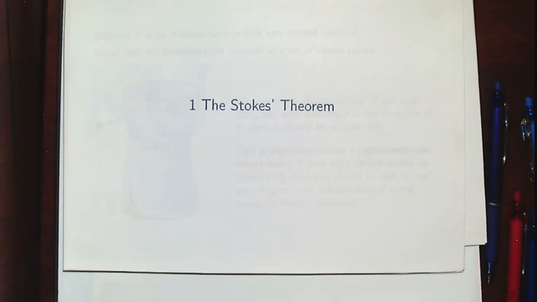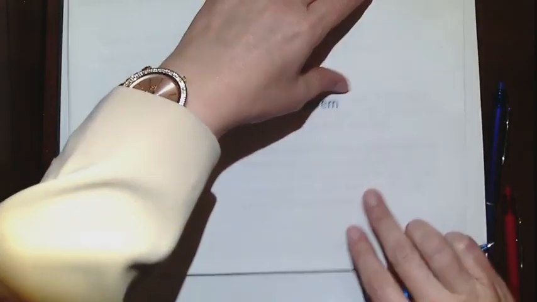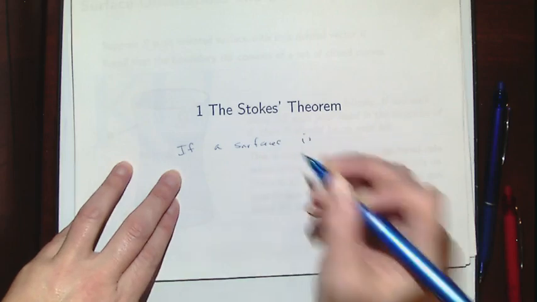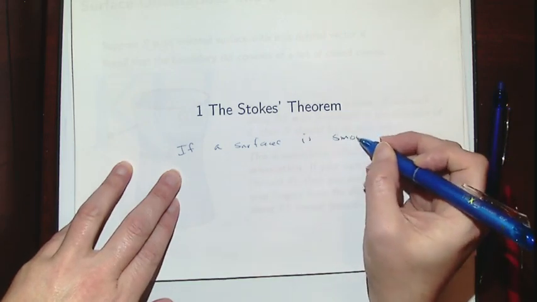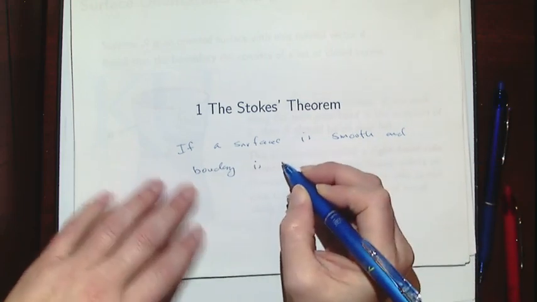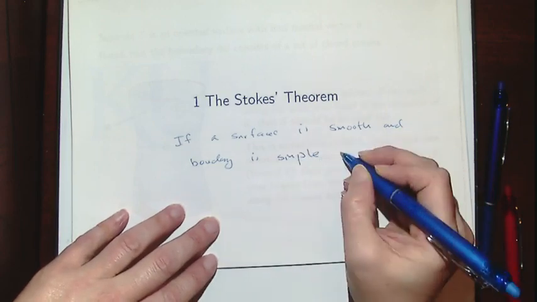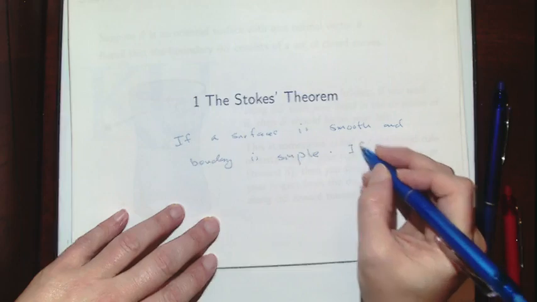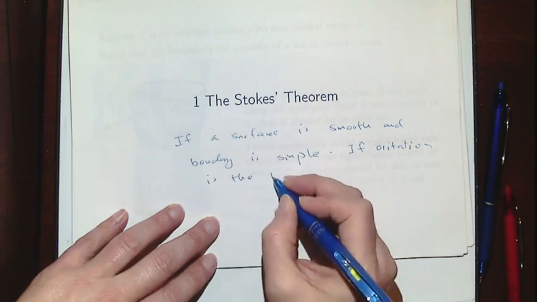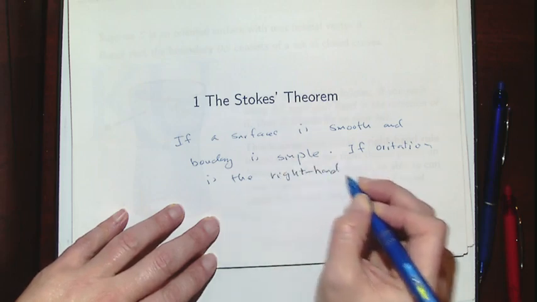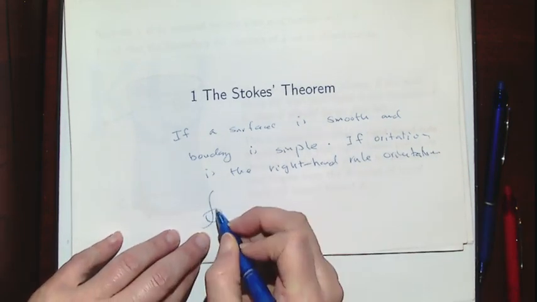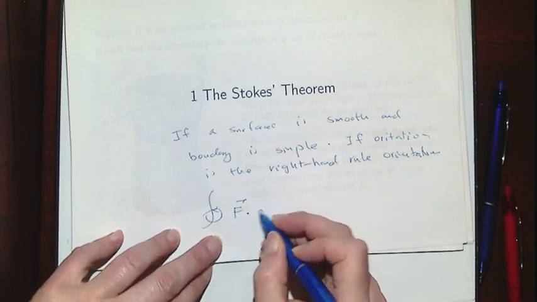Okay. So what does the Stokes theorem say? If a surface is smooth or piecewise smooth, and the boundary is simple, and if the orientation is the right-hand rule, then you guys know this punchline. What is the contour integral? F dot dr.